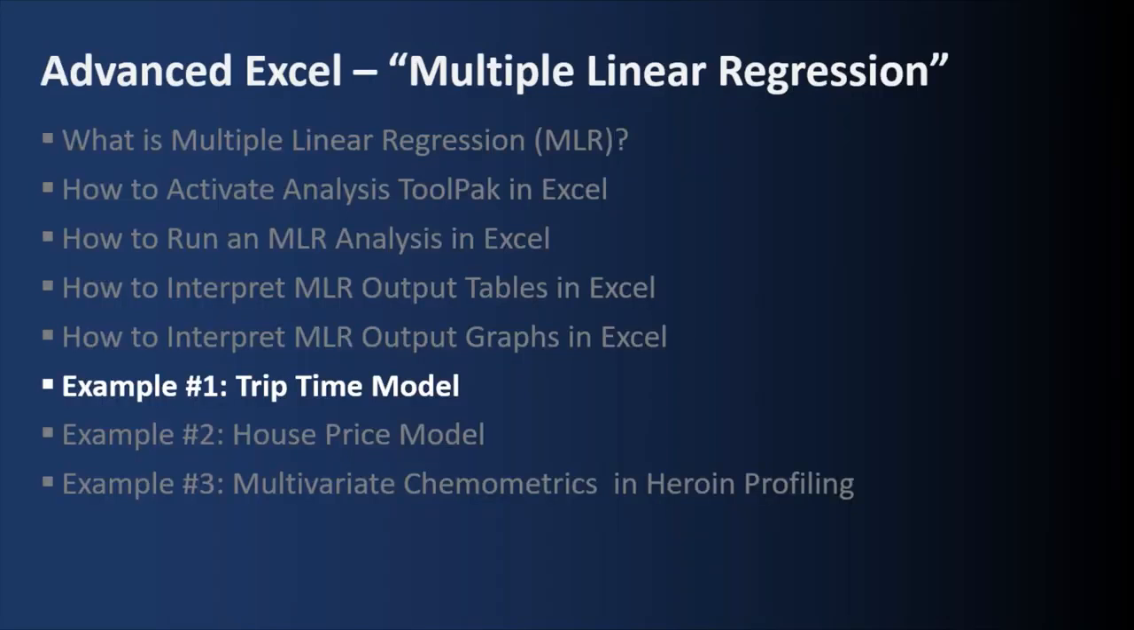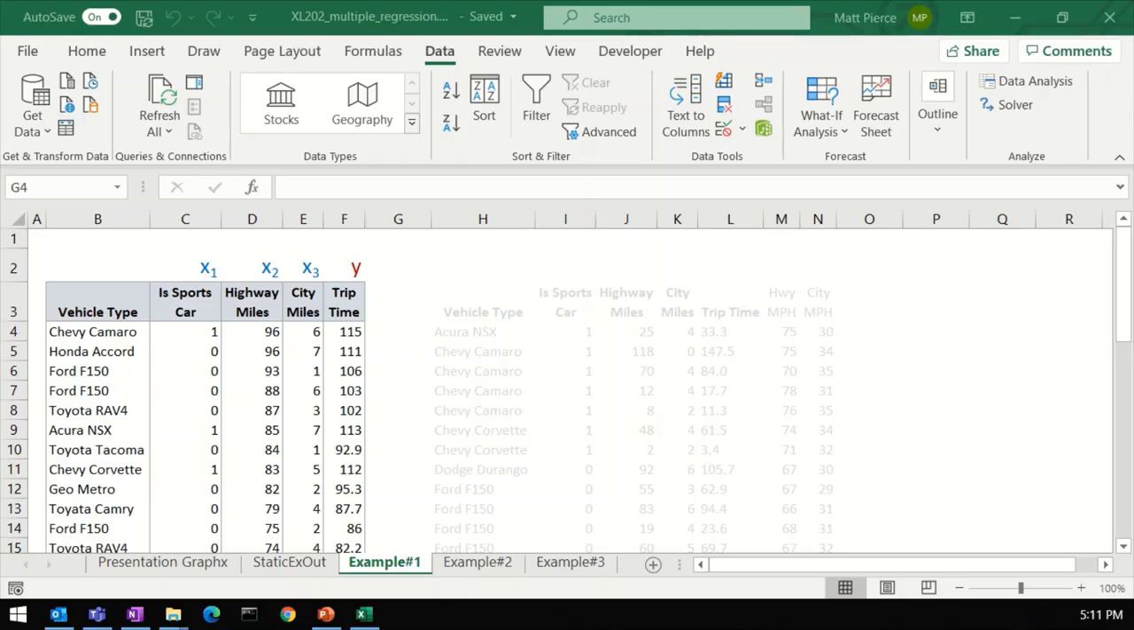Next up, example number 1, a trip time model. So now we're going to demo example number 1, where I have some of the test data we were seeing earlier in the video with a vehicle type, 3 independent variables. Is it a sports car, the highway miles traveled, the city miles traveled, and then I have a Y value, which is the trip time in minutes that we're trying to predict.